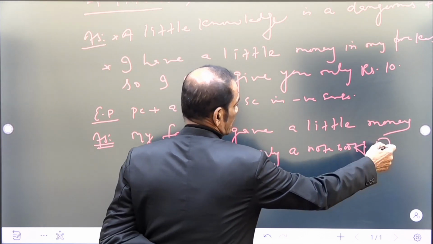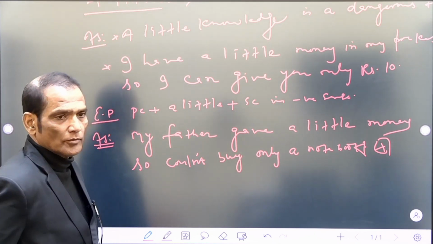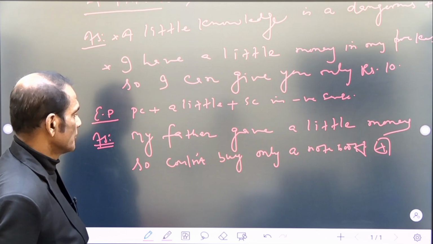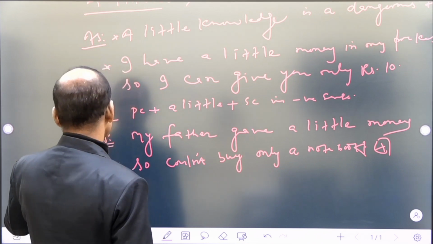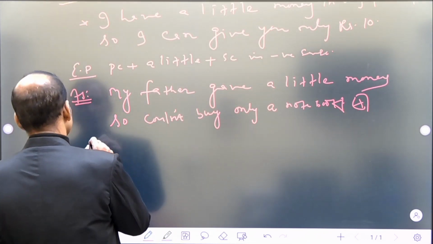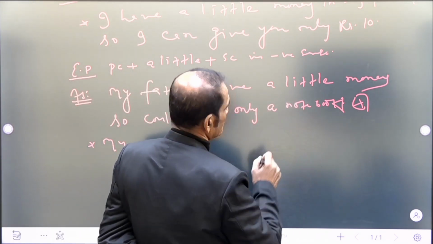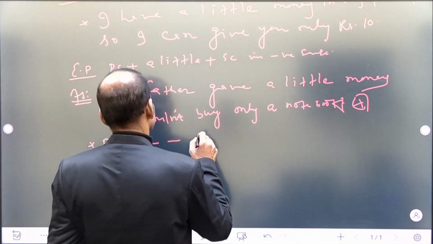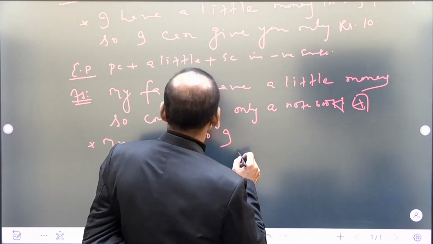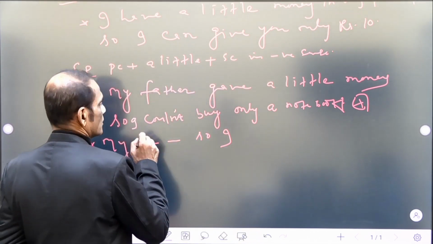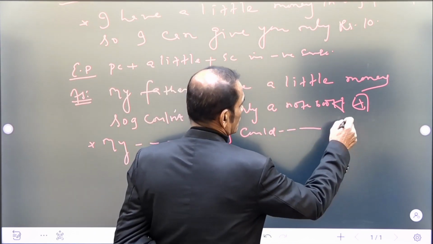This one is incorrect, because a little means positive. You have money, your father gave you some money, so you could buy. So here should be, so I could buy only a notebook. My father gave a little money, so I could buy only a notebook. This one is correct.